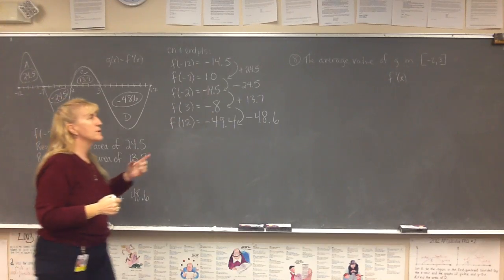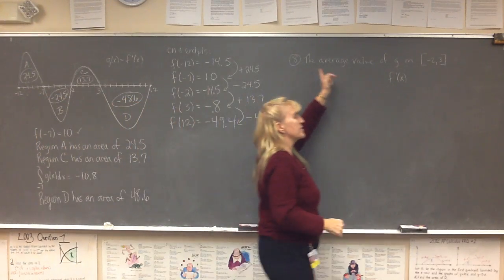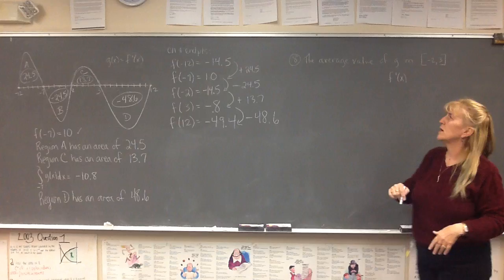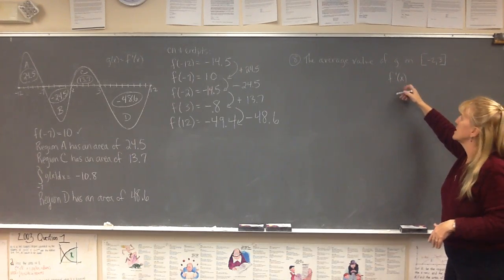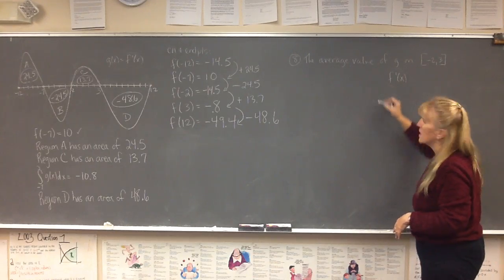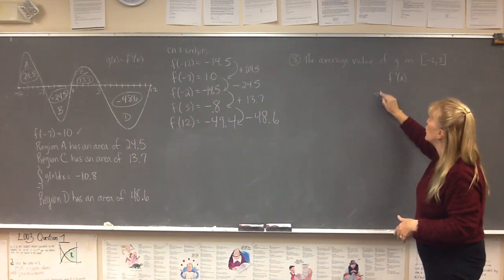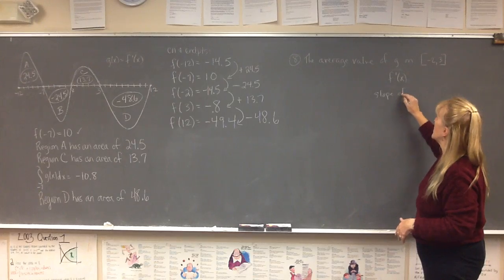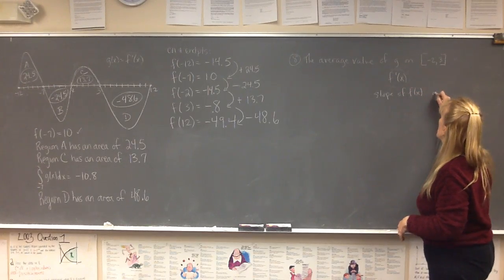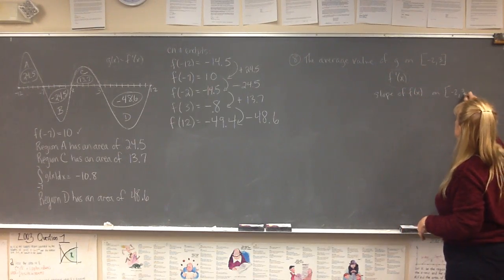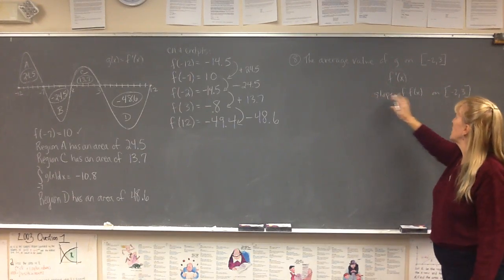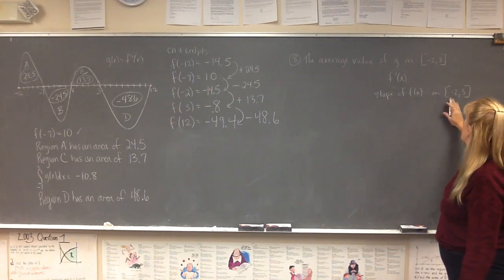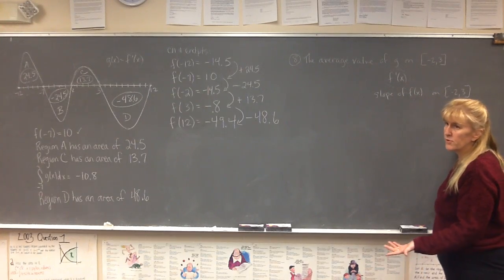Now, I'm going to rewrite this as I already did here. Instead of asking the average value of g, I'm going to say the average value of f prime of x, because I know that f prime of x represents the slope of f of x on, and I'll just continue to put my closed interval here. I'm looking for the average slope of the function f on the interval between -2 and 3.